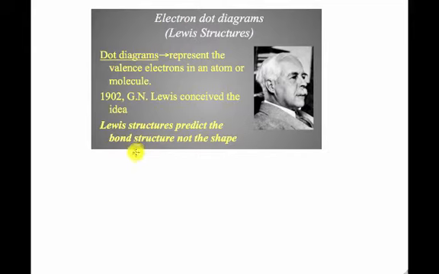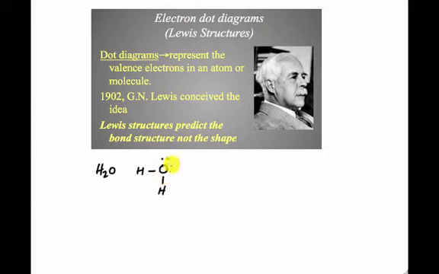So one last thing to keep in mind before we start getting into this is that Lewis structures predict the bond structure, not the shape. Okay, that's going to come in the second part. What I mean by that is if we look at water, and we draw the Lewis structure for water, most of you know to draw water looking like this, with two pairs of valence electrons on either side, and then two bonds for the hydrogen. Okay, and that's fine, and that's what the Lewis structure is doing.